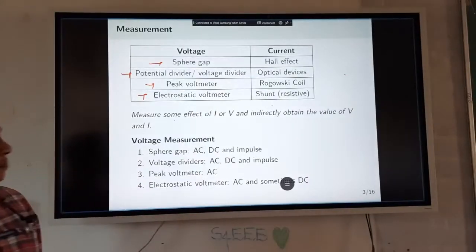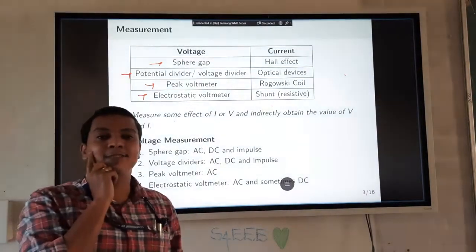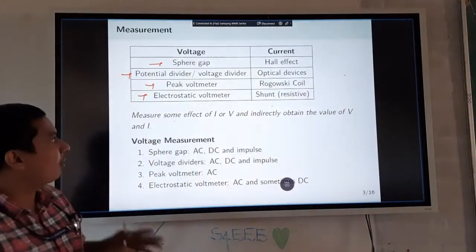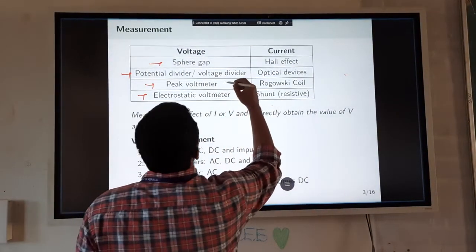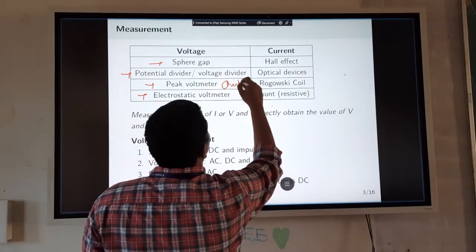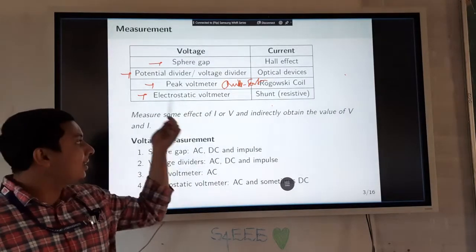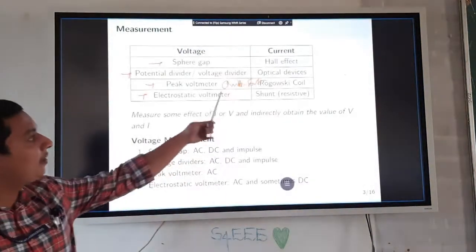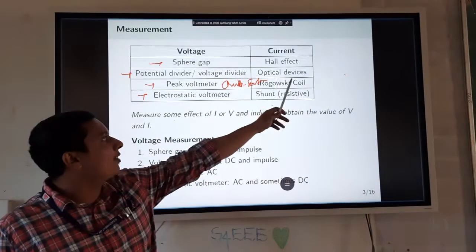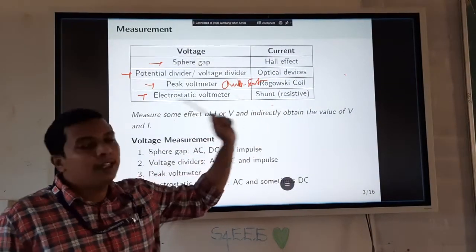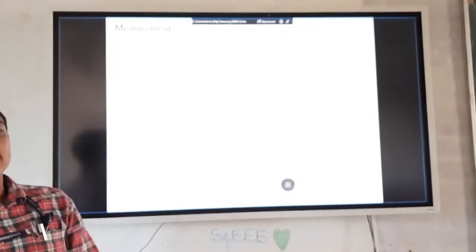Then we have the peak voltmeter. It is also called the Church-Fortescue method. You will learn more about that. Then you have the electrostatic voltmeter, which is like a generating voltmeter. Then you have current measurement using the Hall effect, optical devices, Rogowski coil, and shunt or resistive measurement. These are things you are going to learn in detail in this module.